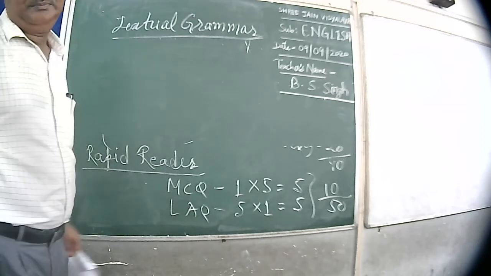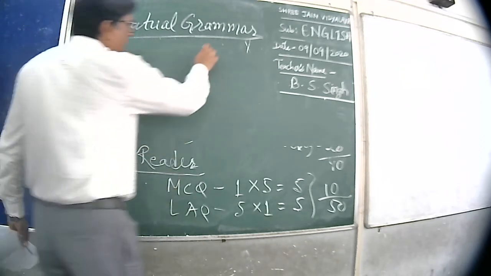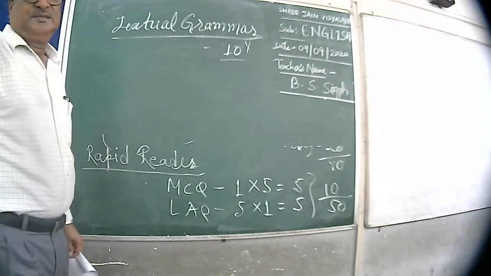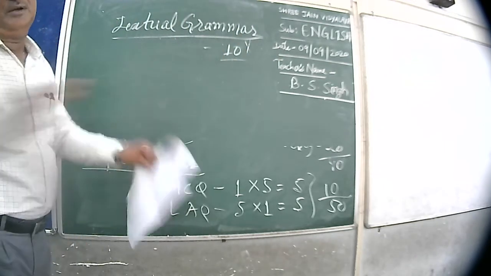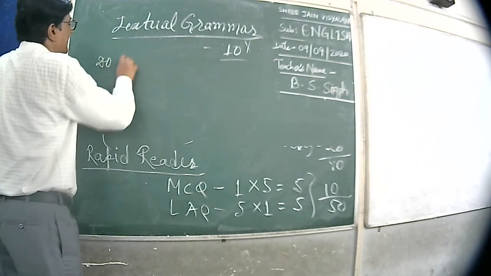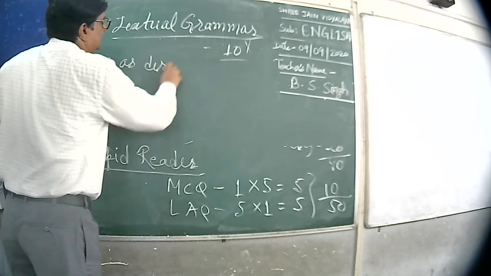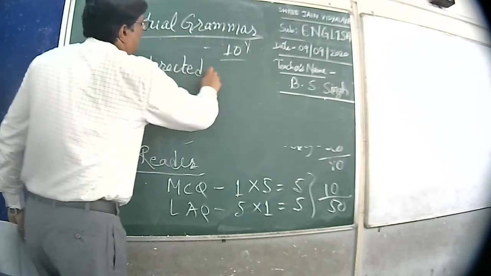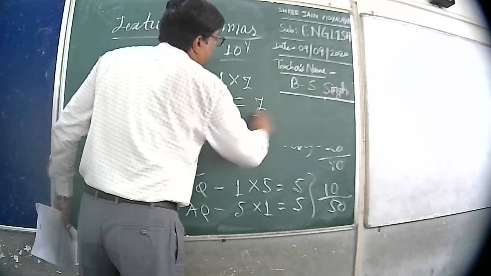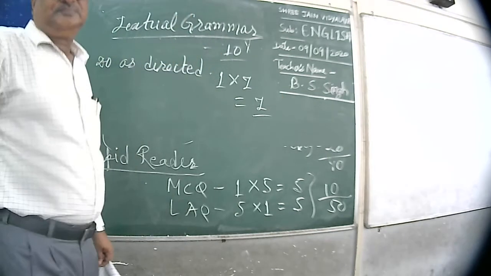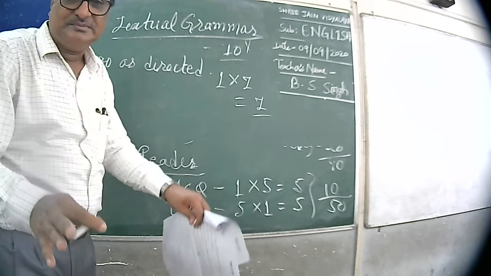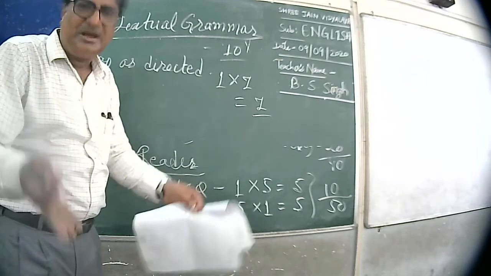Textual grammar. Textual grammar for 10 marks. The 10 marks are also divided into 2 parts. One is Do as directed. We know about this. Do as directed includes everything that has been prescribed in grammar. You name it and you have it.